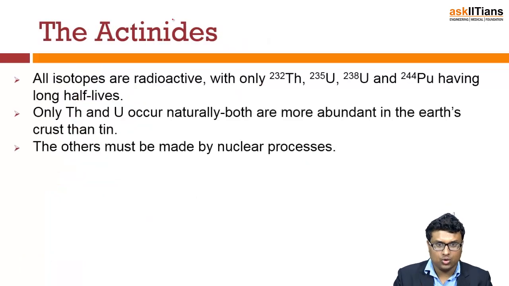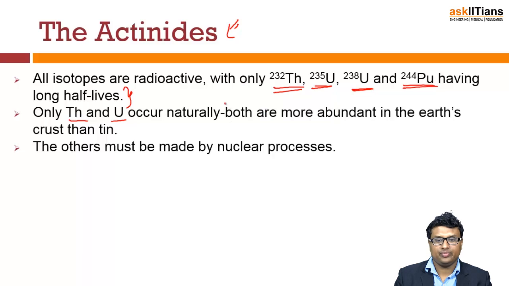Next, actinides. Once we have finished lanthanides, we next have actinides. All isotopes of actinides are radioactive, with only thorium-232, uranium-235, uranium-238 and plutonium-244 having long half-lives, but only thorium and uranium occur naturally. They are more abundant in Earth's crust than tin. The others must be made by nuclear processes.